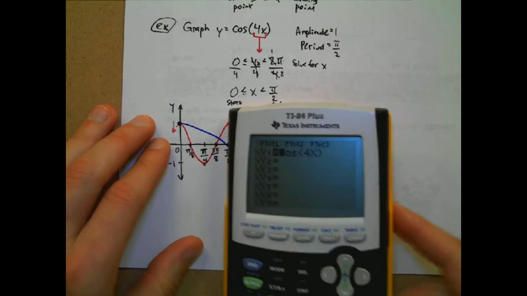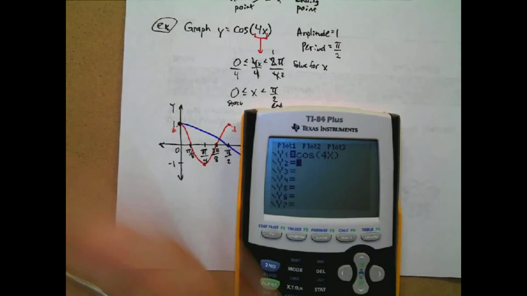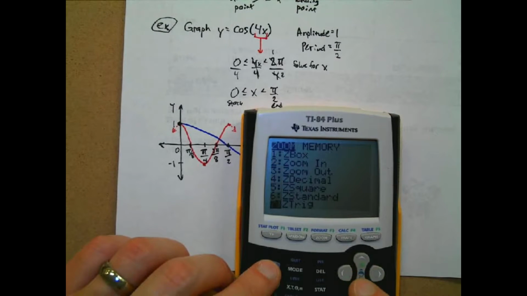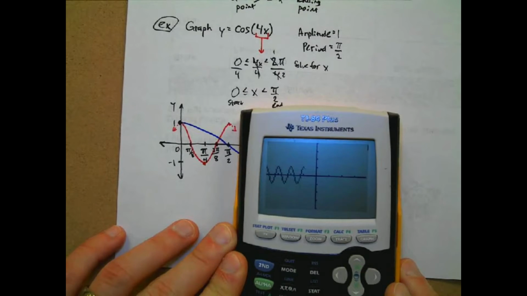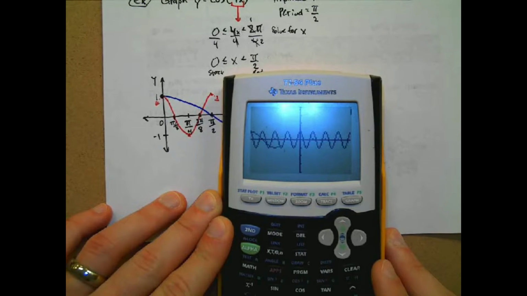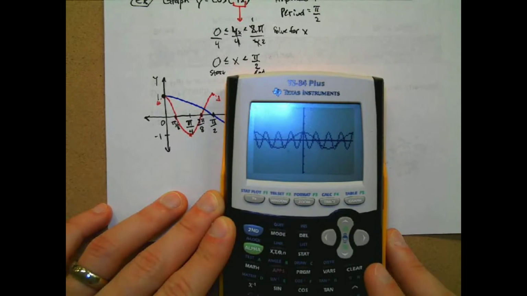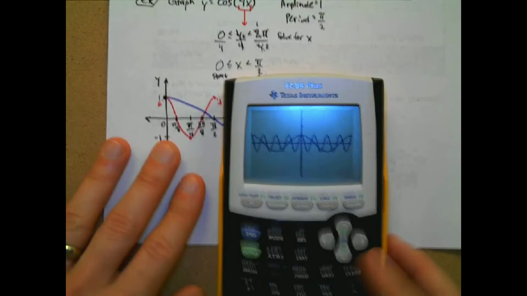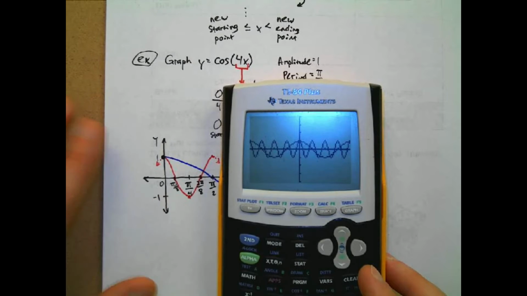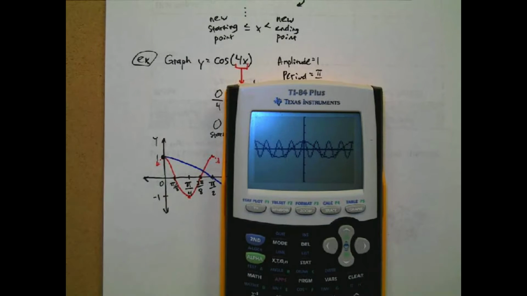There's cosine of 4x. There's cosine of x. Okay, zoom, trig. All right, so there's cosine 4x. There's cosine of x. So is this a horizontal stretch or a horizontal shrink that resulted with cosine of 4x here? Did that result in a stretch or a shrink of the cosine graph? Shrink, right? It got shrunk in there, right? Smushed in, okay?